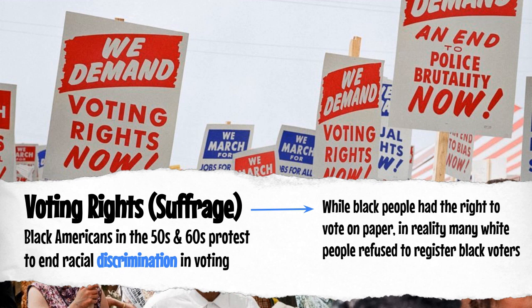in today's video we're going to talk about voting rights during the 50s and 60s, which is a major issue during the civil rights movement. Voting rights is also known as suffrage. So you might see that term used to describe what we're talking about today.